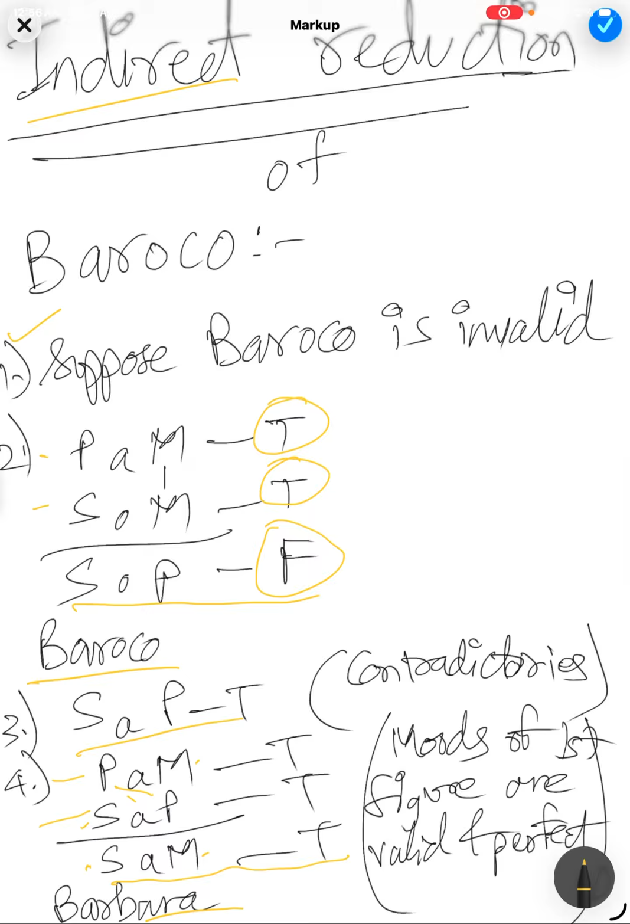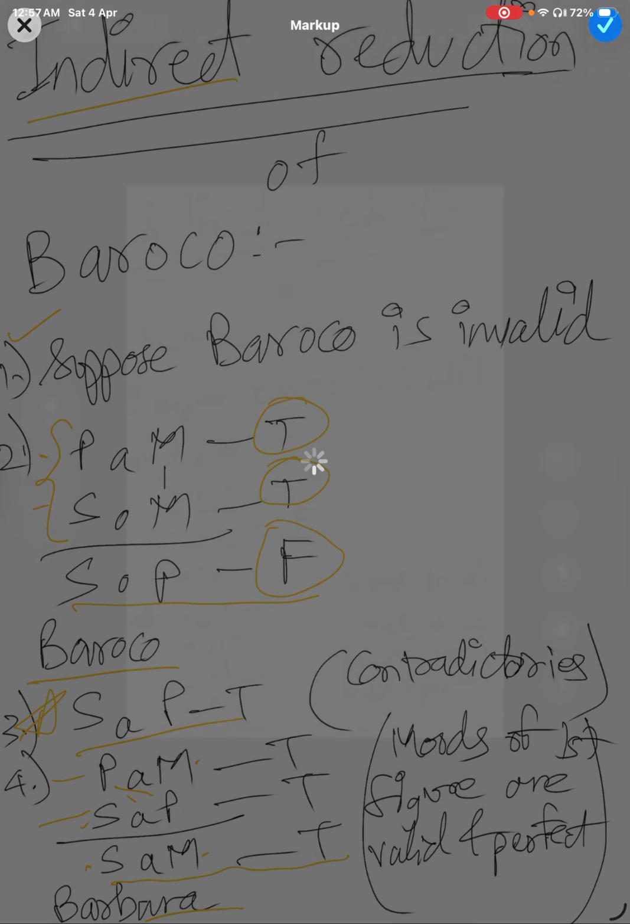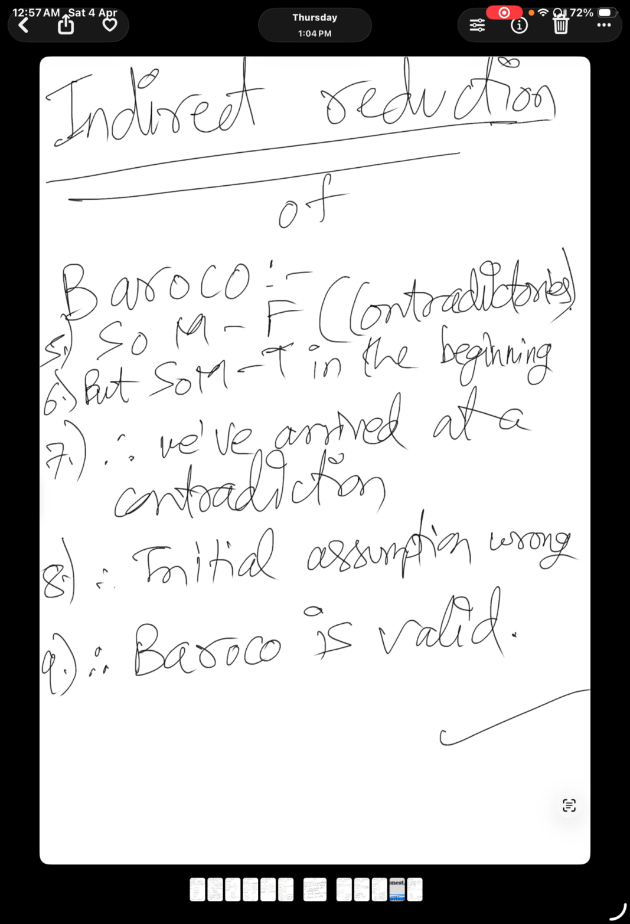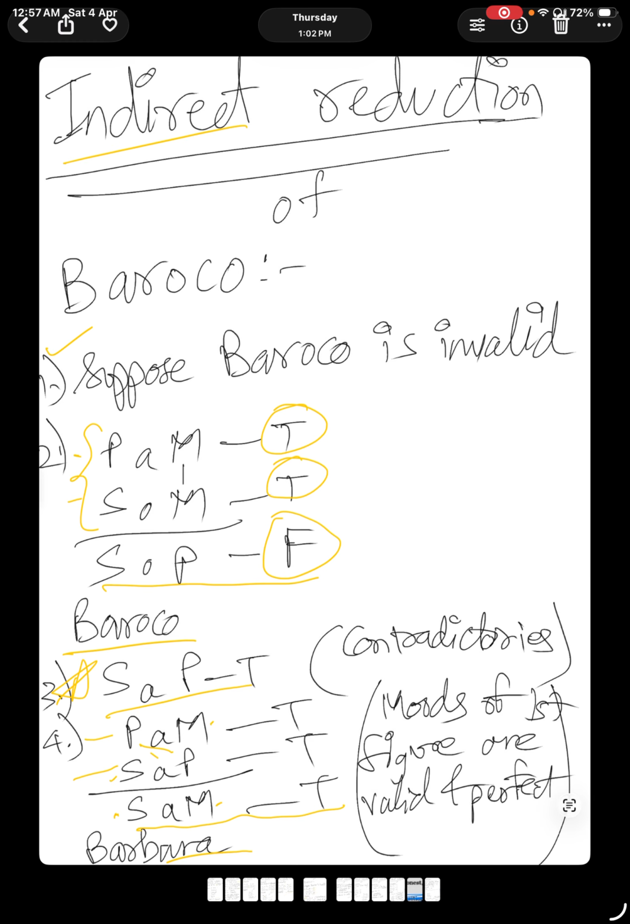Just remember, the proposition that comes here, you have to combine it with one of the two premises and convert it into either Barbara, Celarent, Darii or Ferio. The reason given: modes of the first figure are valid and perfect. That's how we can do this.